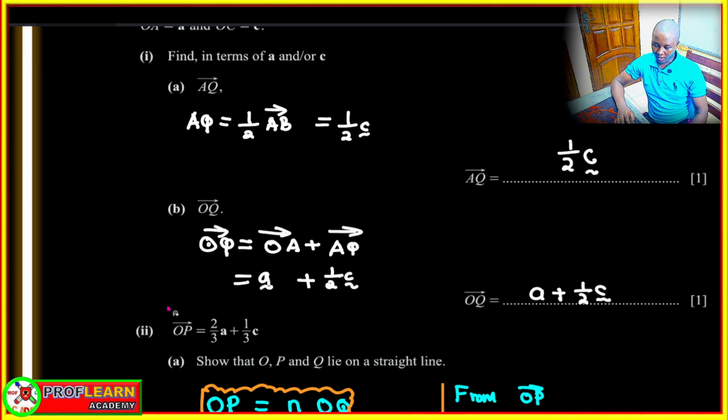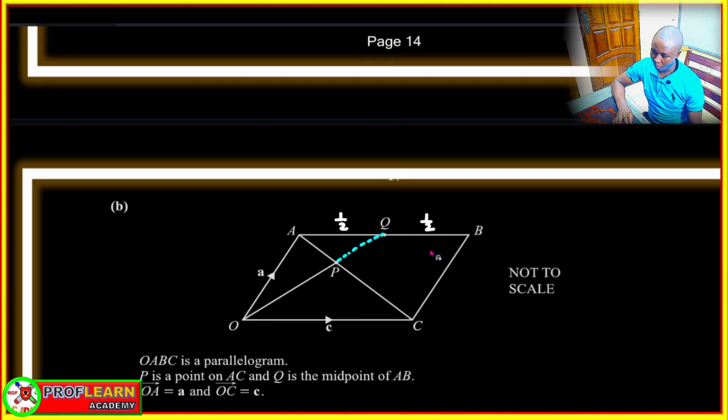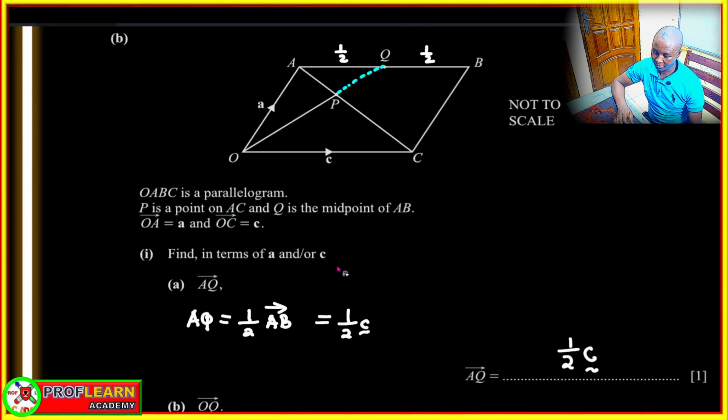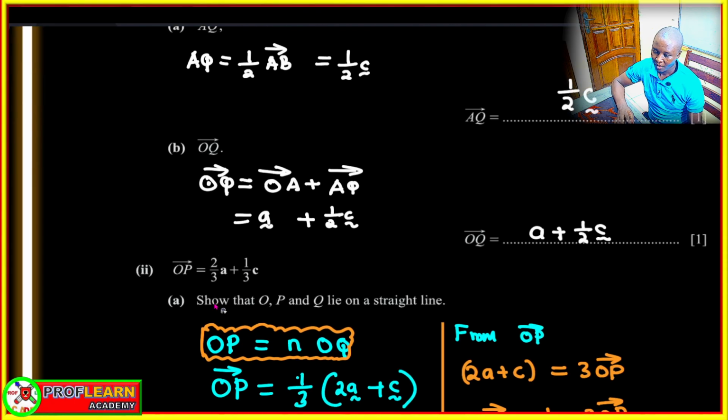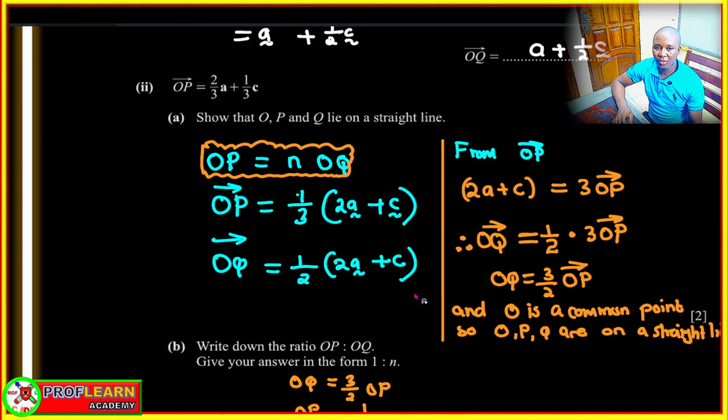Now, the next question is, OP is 2/3 A plus 1/3 C. Show that O, P, Q lie on a straight line. For you to show that they lie on a straight line, there must be a number you multiply, for instance OP equals n, to get OQ. One is a multiple of the other. That condition has to be satisfied.